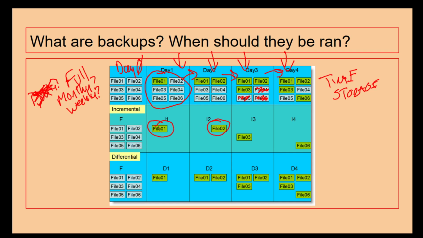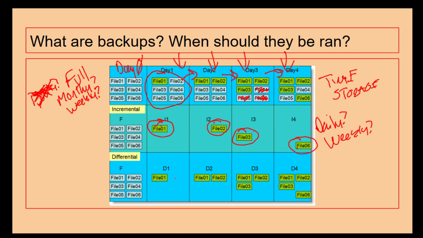So we can see here on day 1, file 1's changed. On day 2, only file 2's changed. On day 3, only file 3 has changed. Day 4, only file 6 has changed. So all the way through, file 4 and file 5 haven't been looked at. But all we're going to be backing up on the incremental backup is the files that have changed. So we're only looking at things which have been opened, edited, modified. So again, with this, you might do this daily, possibly, weekly, more likely.